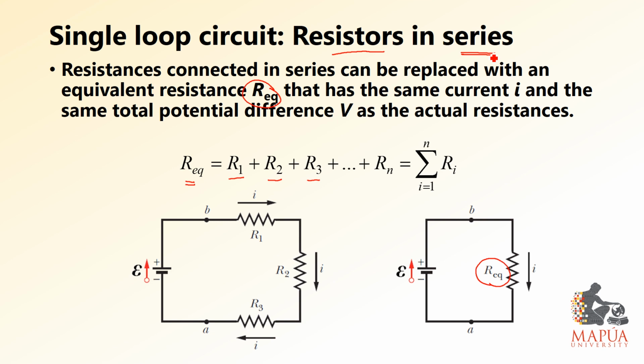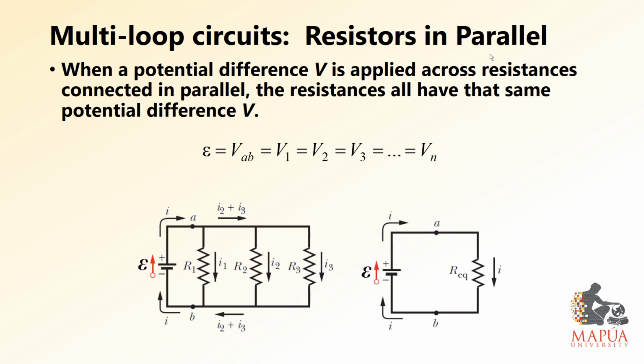Now what happens if we have a multi-loop circuit? In this case, we call our resistors connected in parallel. Remember that the potential difference applied by the battery on AB would be the same here, and here, and everywhere in between, because these lines are actually equipotential lines.